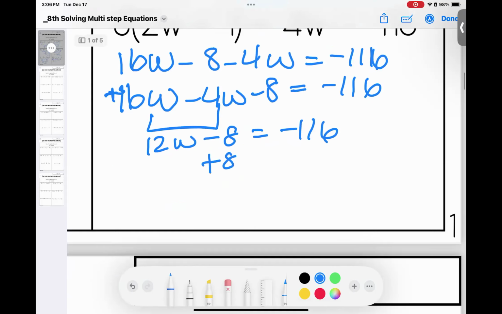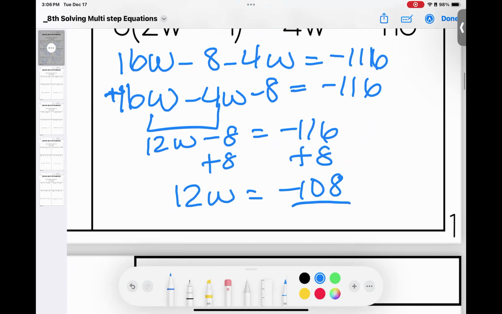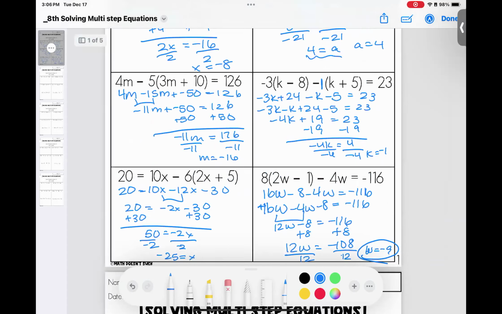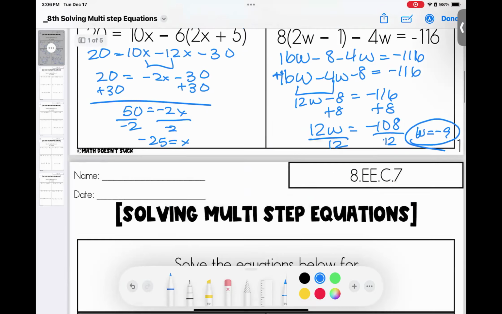I'm going to add 8 to both sides. 12w is equal to -108. Divide it by 12. W is equal to -9. That is the end of the first page. Questions, bring them with you.